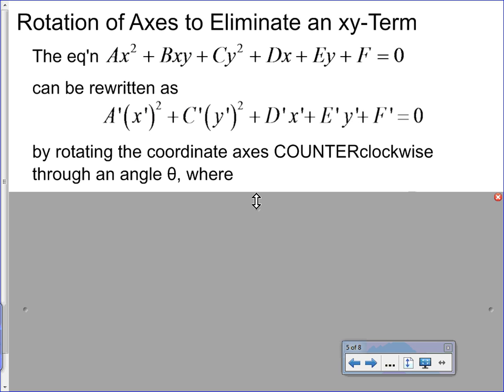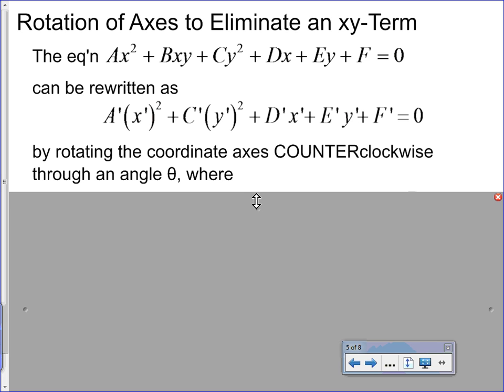So you know x is horizontal and y is vertical. We're going to figure out what angle theta is. That's going to be our angle of rotation. And we're going to rotate the original xy axis counterclockwise through that angle. And that'll be our new coordinate axes. They won't be horizontal and vertical anymore. We'll call them like x prime, y prime.